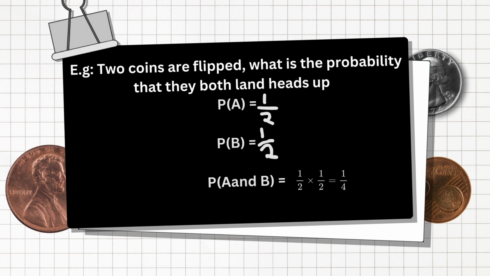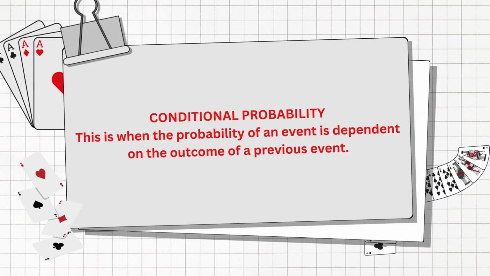Now let's look at conditional probability. This is when the probability of an event is dependent on the outcome of a previous event. So if I have 2 events, for example, and I carry out my first event, if my second event is dependent on the results that I get from the first event, then it is a conditional probability.